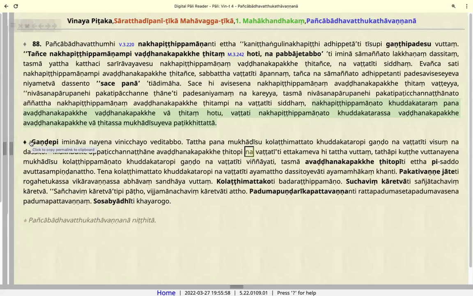Yeah, this is concerning the text, which doesn't mention what types of disease, but we study the five types of disease. Based on these five types of disease, it mentions size, moment, and place.